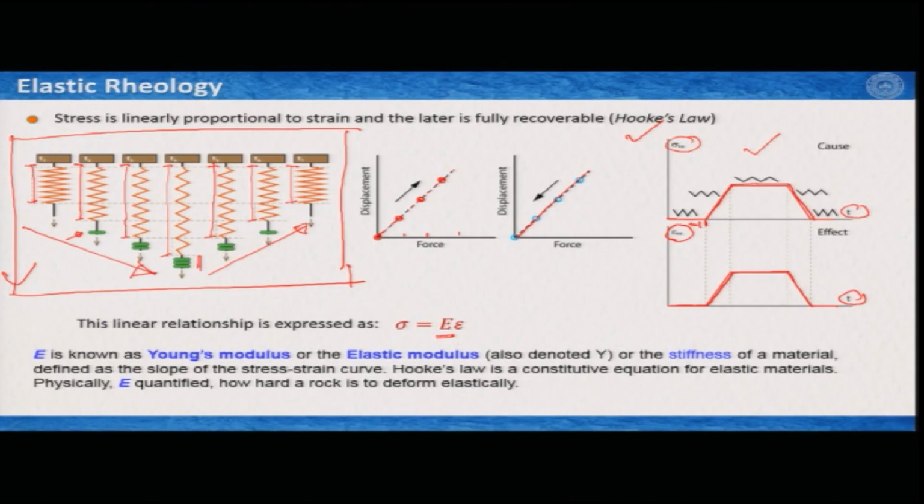So, this equation is also known as Hooke's law, and it is a constitutive equation because we have a dynamic parameter on one side, a kinematic parameter on the other side, and they are related by a constant. So, physically E quantifies how hard a rock is to deform elastically, and that is why this term stiffness came in the picture.